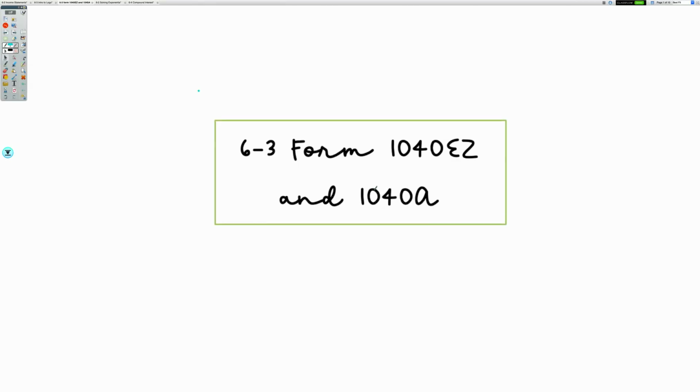Okay, so we're going to be talking about filing our taxes today. We're going to be talking about a 1040EZ and a 1040A. These are the most basic tax forms, for if you have a very simple, not complicated tax to file. If you own your own business or you're self-employed, this would not be for you. Those are much more complicated. These are just basic. We'll talk about the 1040EZ first.